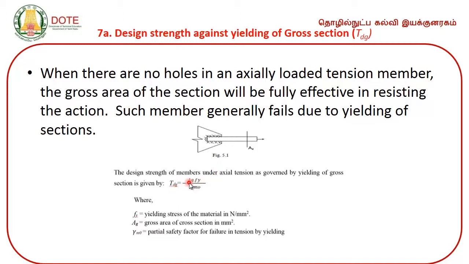Area is the gross area and the stress is the yield stress, which is associated with the partial safety factor for the material in yielding, gamma m naught, and the value of gamma m naught is 1.1. And the units, of course, this will be in terms of Newton, and this is in terms of millimeter square, and this is in terms of megapascals or Newton per millimeter square, and this is a constant.